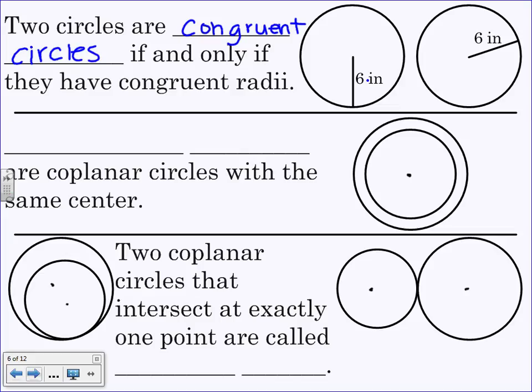Okay, then in the second image we have two circles, one inside the other, and they share the same center point. So in the smaller circle, the radius might be 6 inches, and considering I just copied this image and put it down here, it would be. And then the outside circle may have a radius of 7 inches, but they share the same center point. We call those concentric circles.